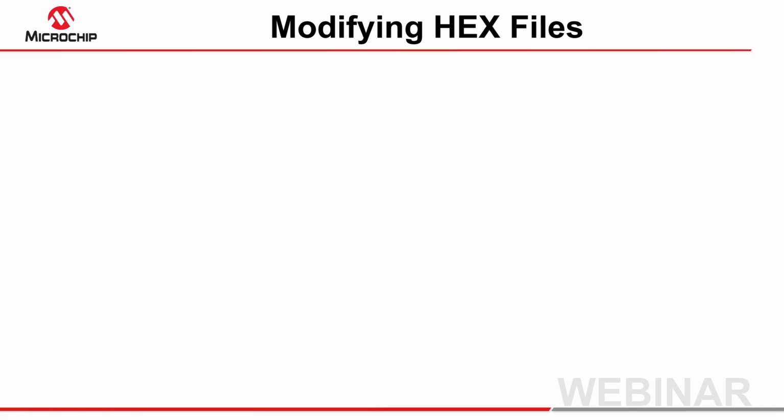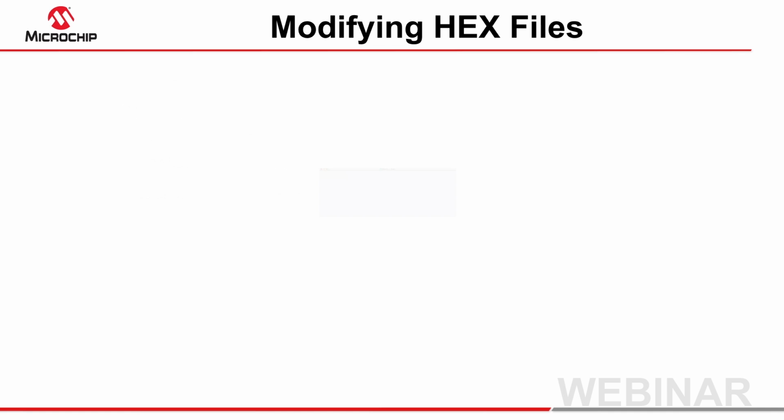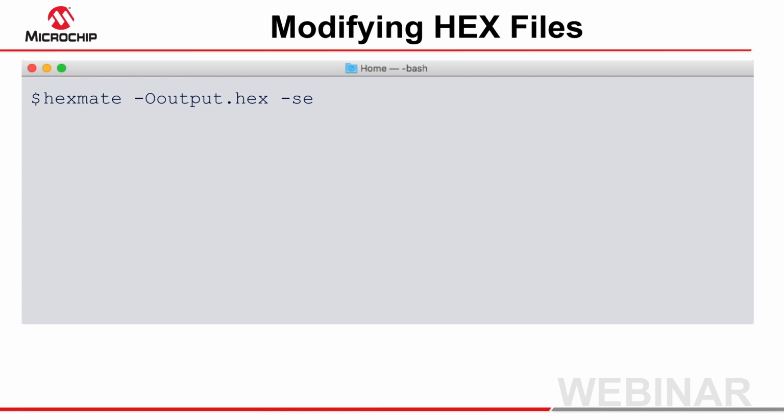Hexmate can be used to modify hex files by inserting strings, serial numbers, checksums, or CRCs. Unused memory locations can also be filled with values. As an example, the -serial option in its simplest form inserts a value at the address you specify. So the option shown will place the byte 55 at address 200 in the hex file.